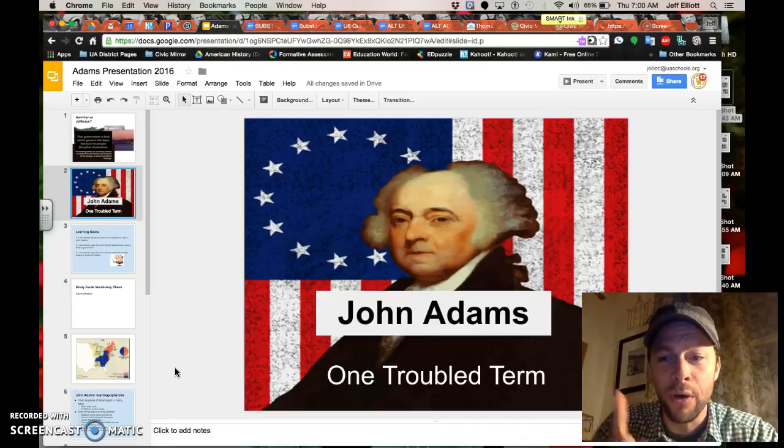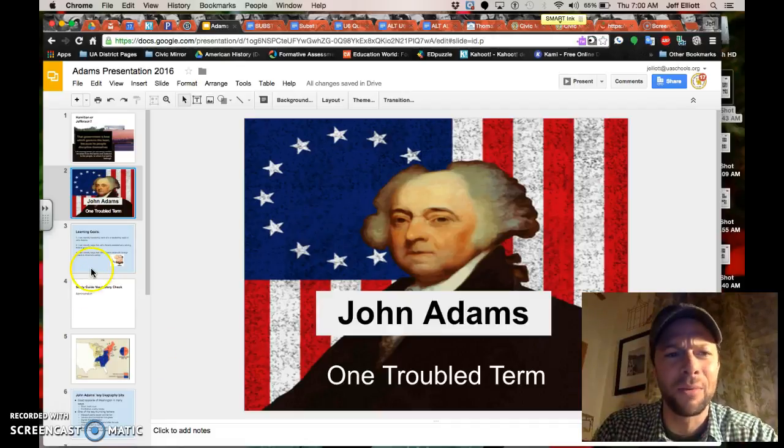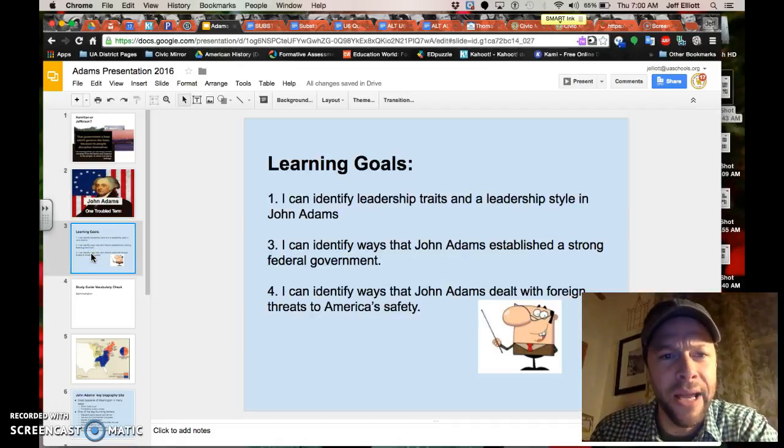So he's only going to serve one troubled term, and then his own Federalist Party is going to abandon him and support somebody else to run for president in the very next term. That has almost never happened. It's a terrible, terrible thing. He was kicked to the curb. Poor John Adams.